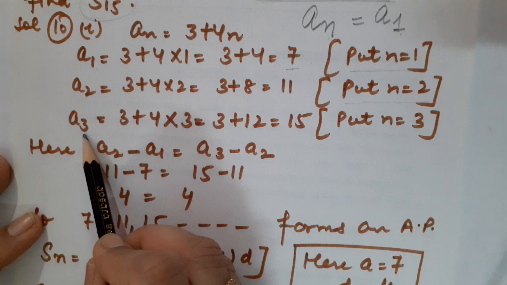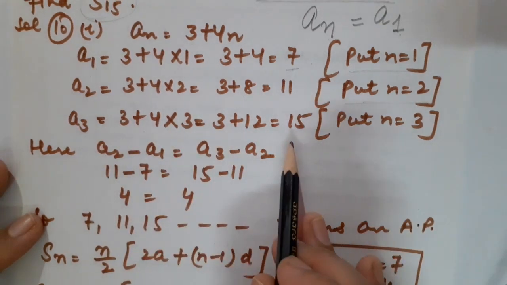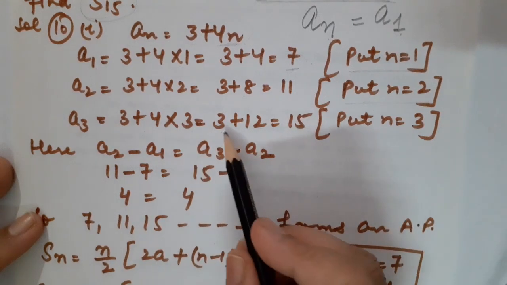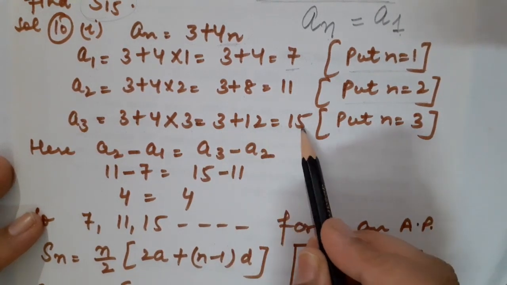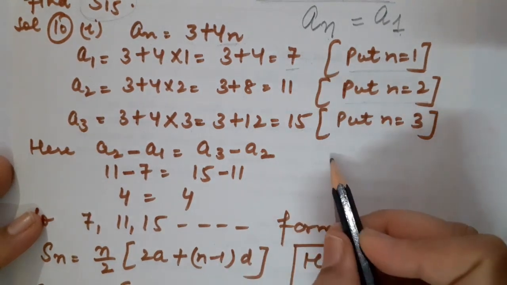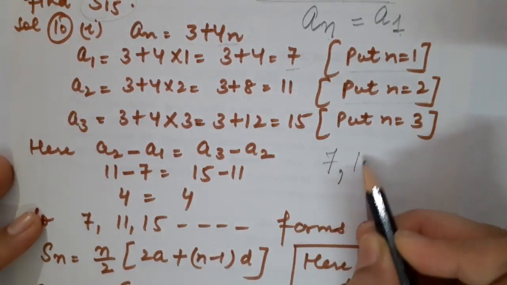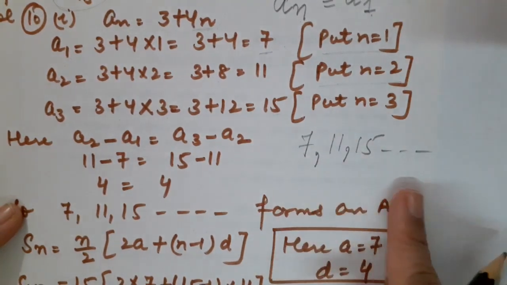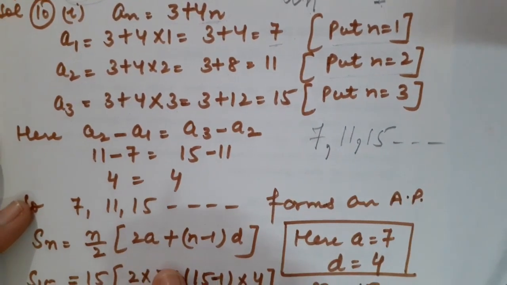Now I am putting n is equal to 3. It would be 3 plus 4 into 3. Here in place of n I am writing 3. It would become 3 plus 12 is equal to 15. Now, what is the list of numbers ready with me? This is 7, 11, 15 and so on. Let us check whether this list of numbers is forming an AP or not.